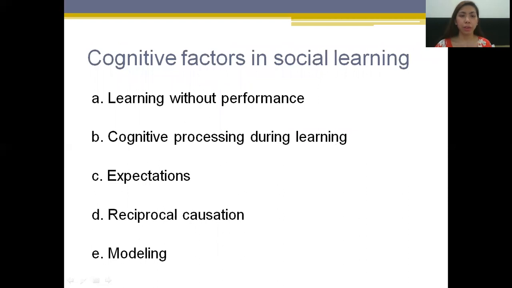The following are the cognitive factors in social learning. First is learning without performance. Next is cognitive processing during learning, expectations, reciprocal causation, and modeling.